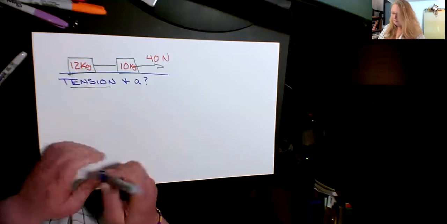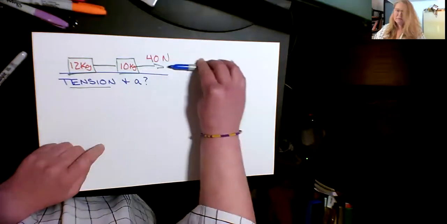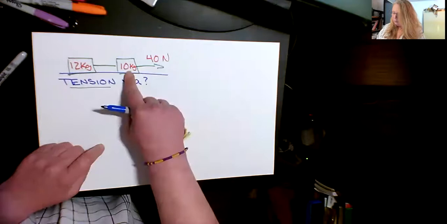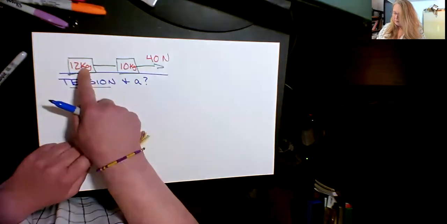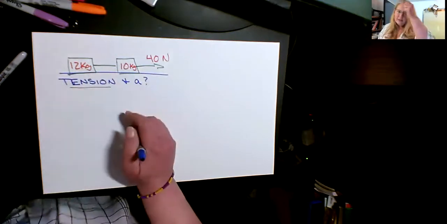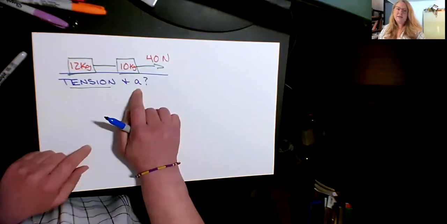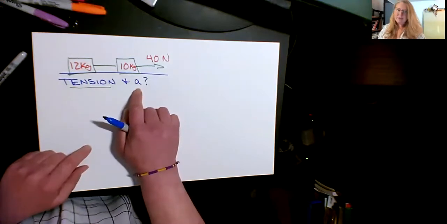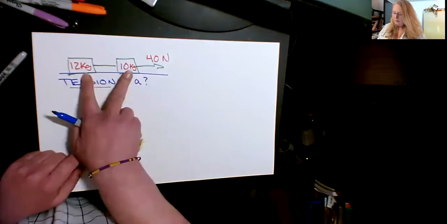Now let's think about that. So I know that I am applying this force that's pulling this 10 kilograms, and this 12 kilograms is being pulled behind here. Now we haven't done friction yet, and this mentions nothing about friction, so don't assume that it exists. If I'm not told that there's friction, then this is a frictionless surface. So I have these two.